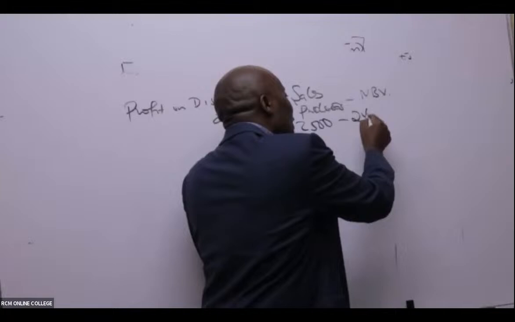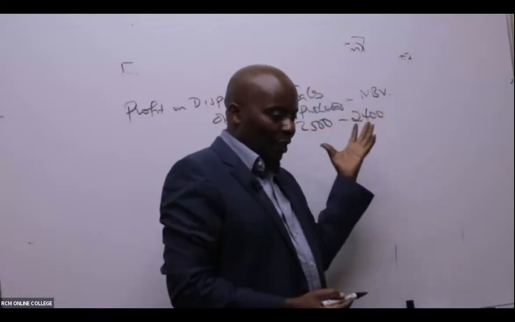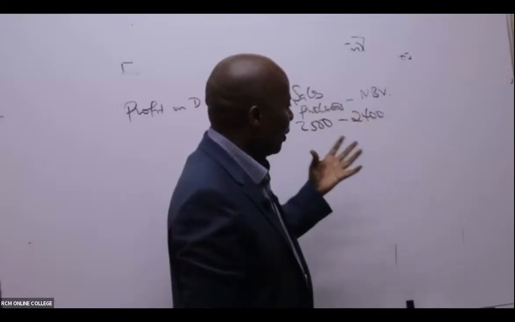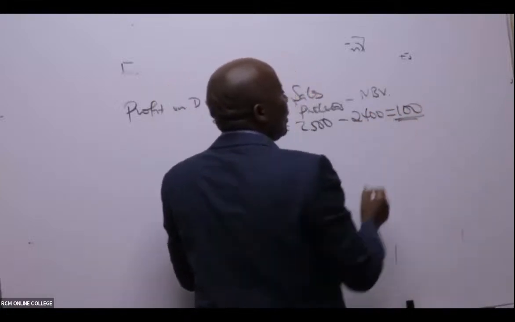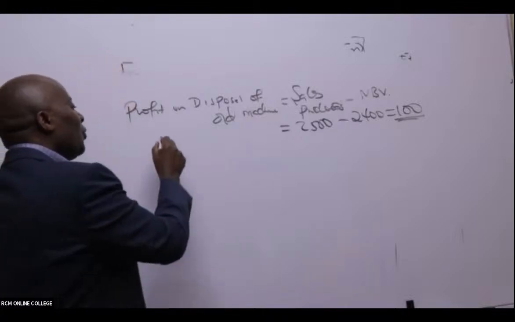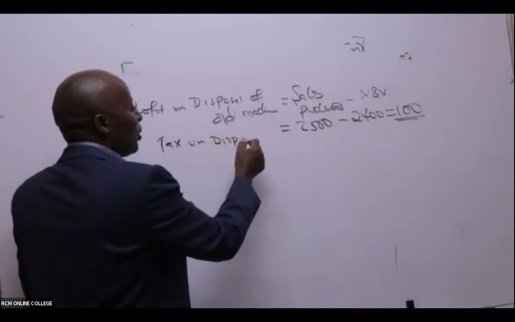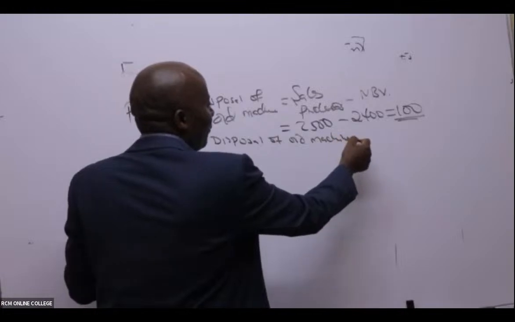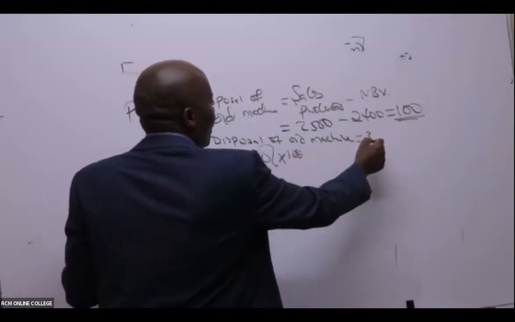Are they able to see this net book value of the old machine? 2,400. Thank you very much. So then this will end up giving me how much here? This will end up giving me 100. So then go ahead and give me the tax on disposal of old machine. This tax you must pay. So it will be 30% times 100, which gives me 30 bob.